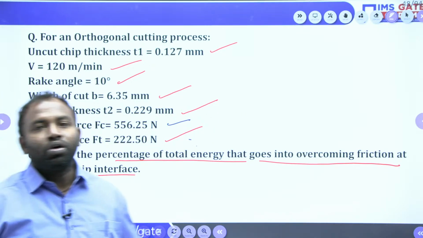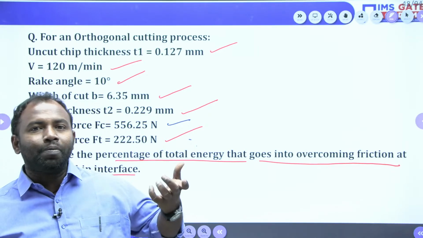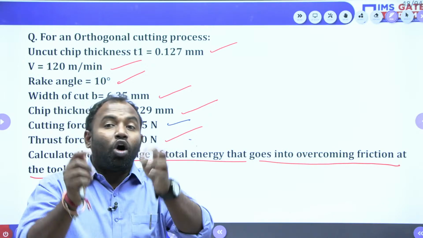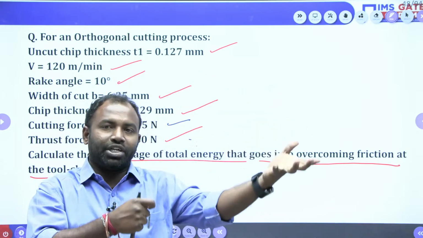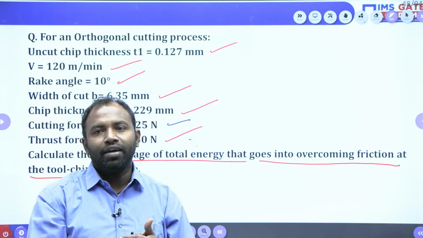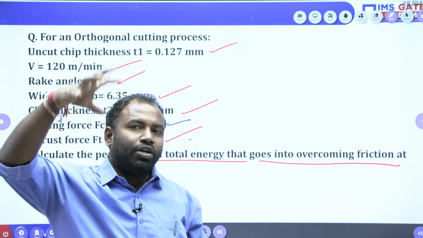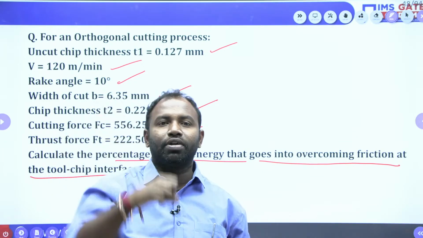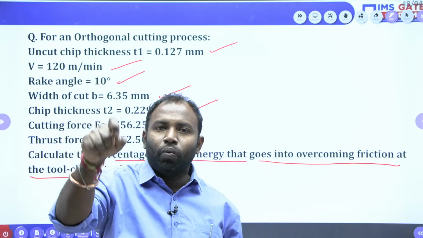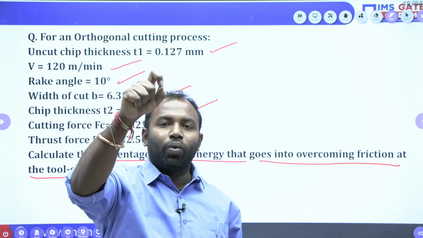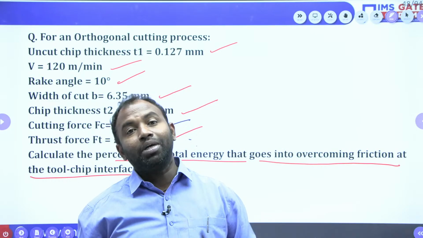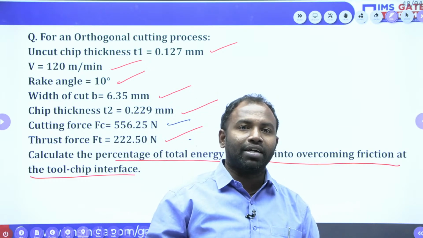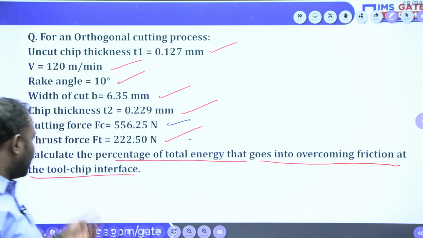So how much energy is going to be consumed? Suppose you take the total energy during the machining operation, the total power; how much power is required for overcoming the friction? That is what we are supposed to calculate. Suppose, say, 100 kilowatts, or say 70 kilowatts, are used for the metal cutting operation. In that 70 kilowatts, how much power is required for overcoming the friction? How much percentage of power is required for overcoming the friction? Clear, everybody? Now let us see how to calculate this.